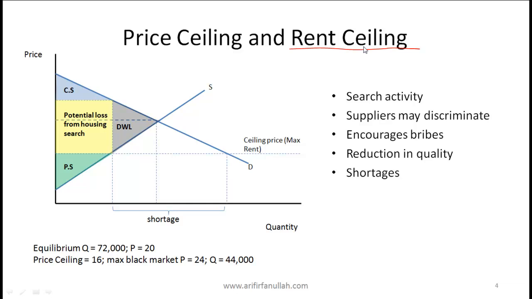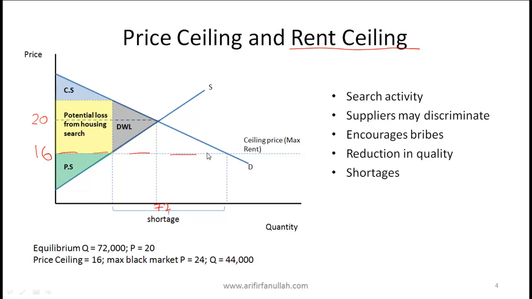So let's see how that impacts supply and demand. Now here is going back to the example in San Francisco. So this is the post-earthquake situation. So in the post-earthquake situation, you had an equilibrium of quantity of, if you recall, 72 from the previous slide, and a price of 20. The city government of San Francisco then decides to impose a rent ceiling back at 16, which was the price before the earthquake. So this is our rent ceiling.